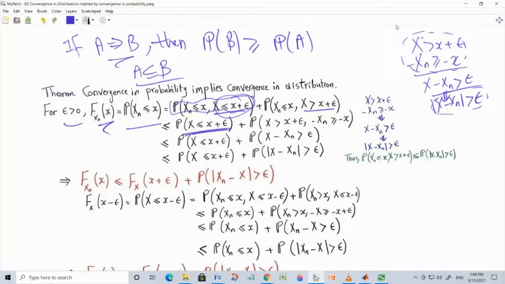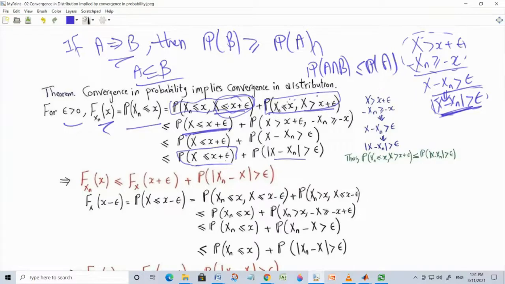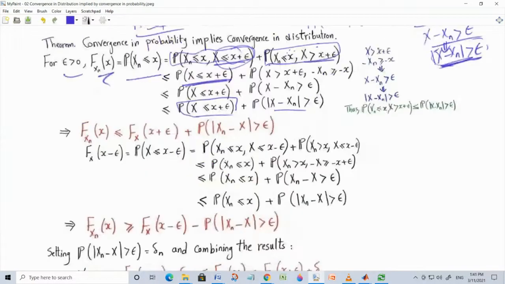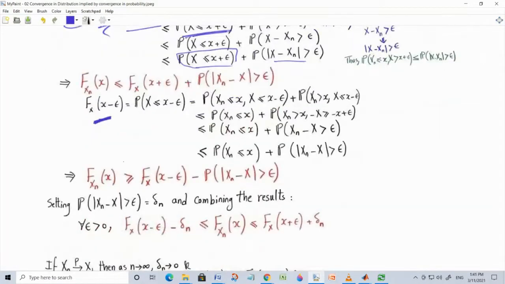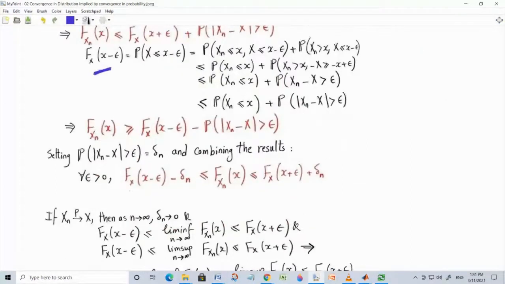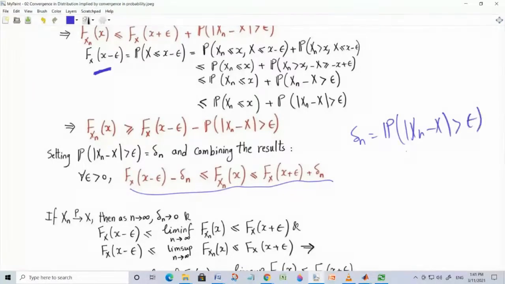Very useful. So these two events together imply this event, which has a probability that is an upper bound on this probability here. This term is upper bounded by eliminating one of the events: the probability of A intersection B is less than or equal to the probability of, say, A. We did this trick, and we have these two terms here, and the first term is the CDF of big X evaluated at small x plus epsilon. That's one inequality. We do something similar, but now starting from the CDF at x minus epsilon, and we reach another inequality. The two inequalities can be combined into this one, where delta n is the probability that the absolute value of Xn minus X is greater than epsilon.